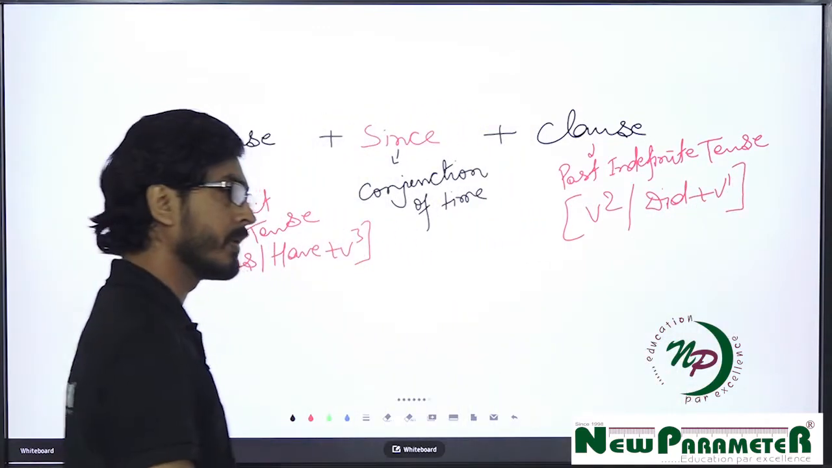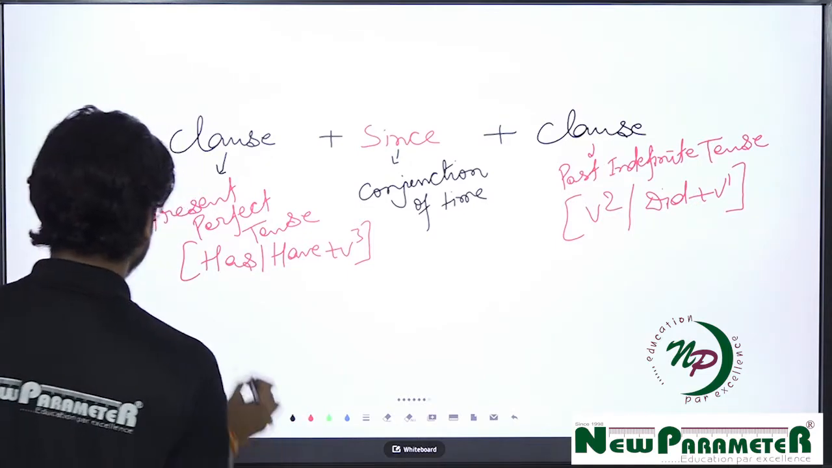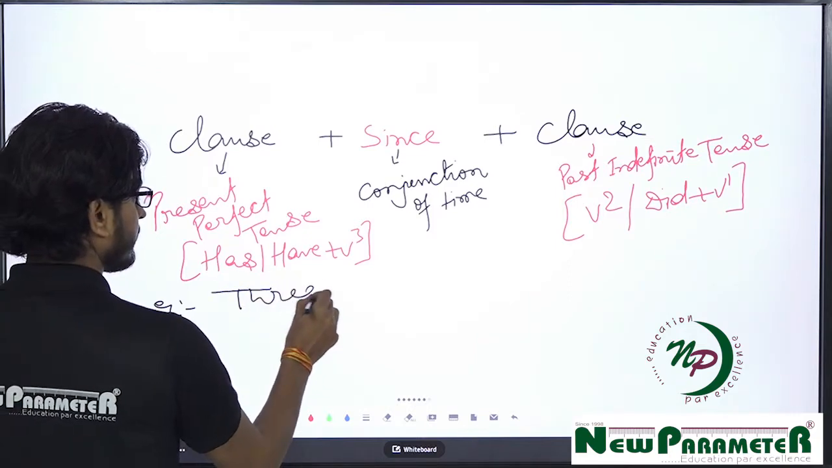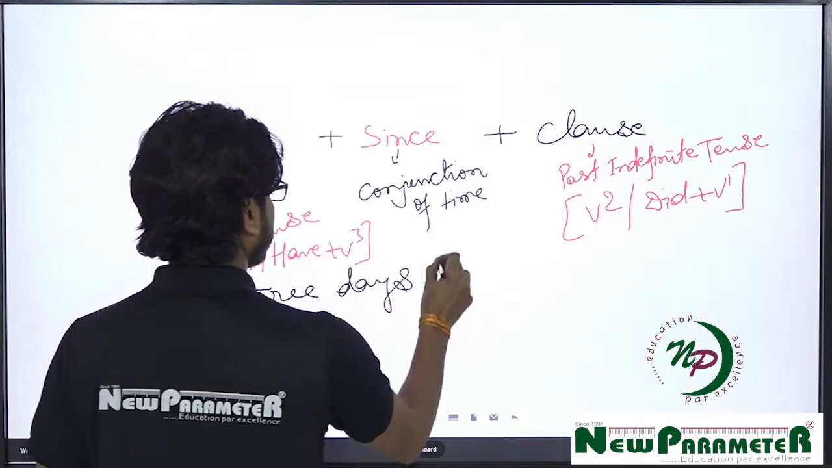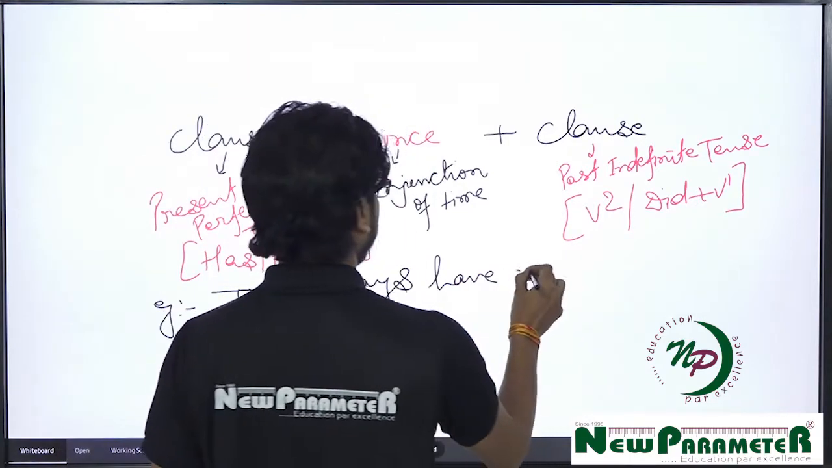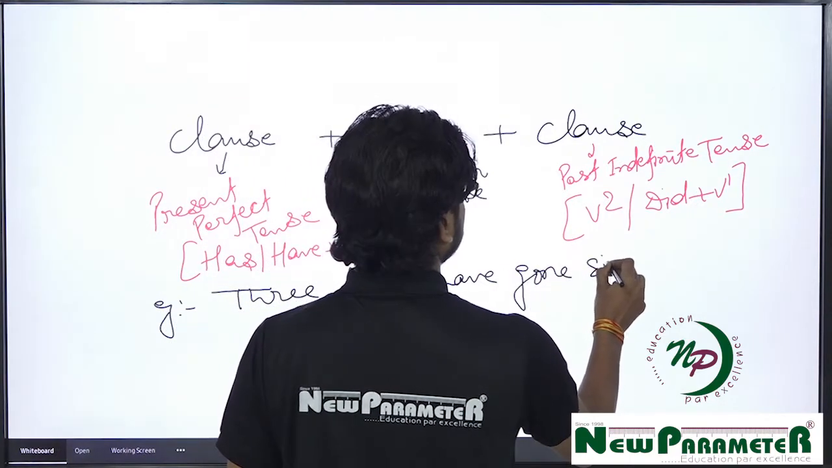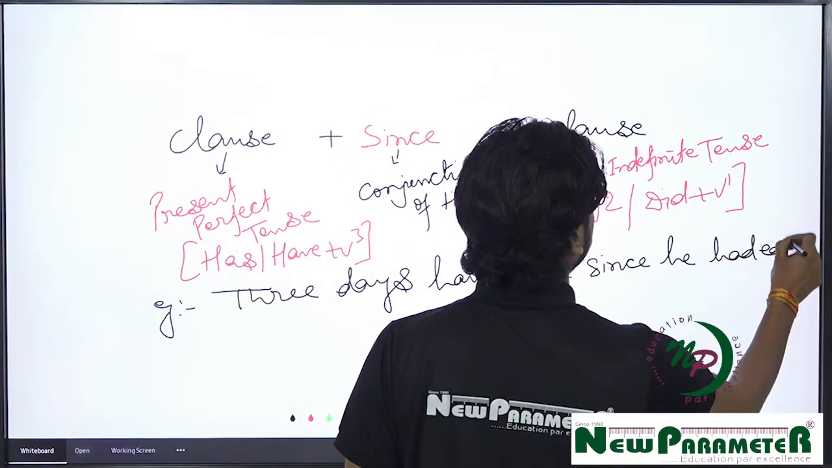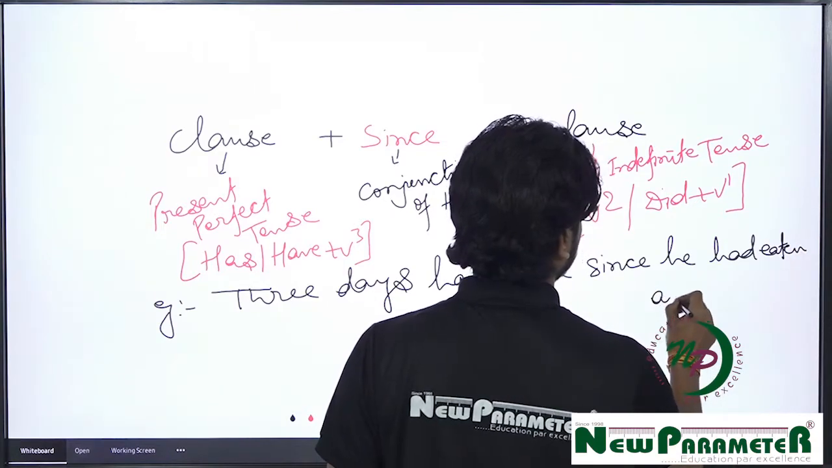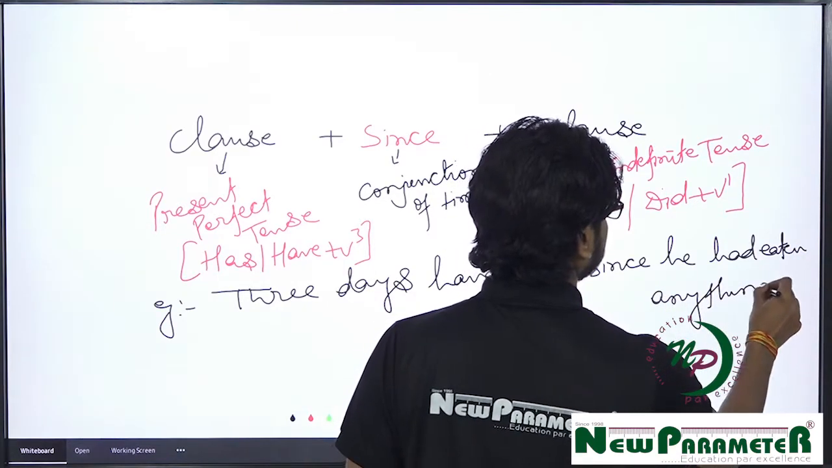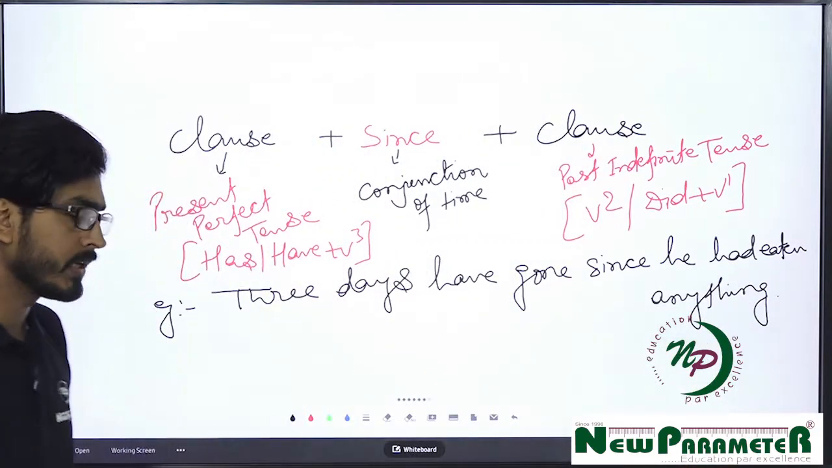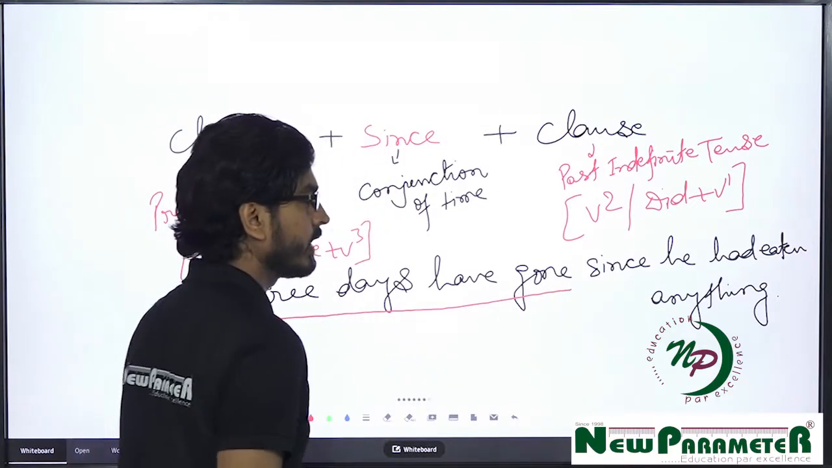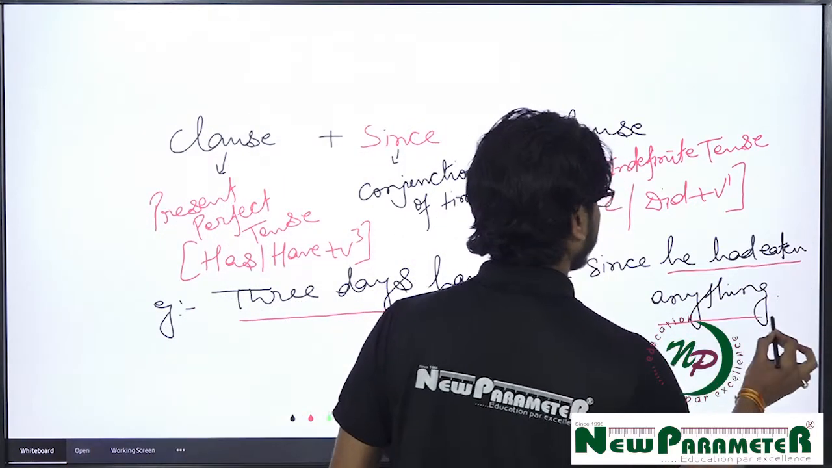I'm just writing an example. You will have to find the error. 3 days have gone since he had eaten anything. So guys, if you see, there are two clauses. 3 days have gone and the other is he had eaten anything.